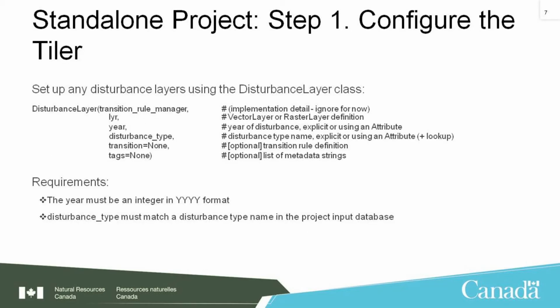In the last step, the user will add their disturbance layers. The requirements for setting up the disturbance layer include the year being in a 4-digit format and the value of the disturbance type variable, disturbance_type, matching the disturbance type name in the project input database.